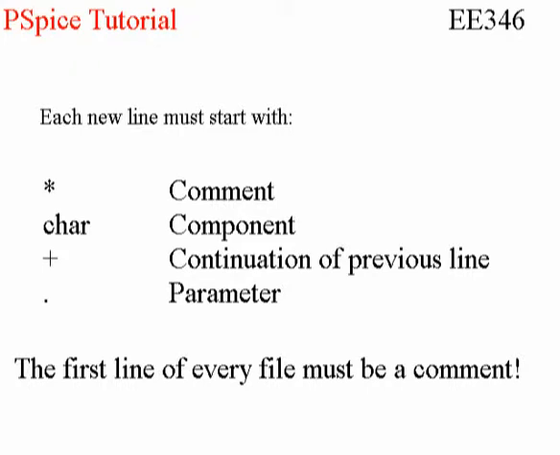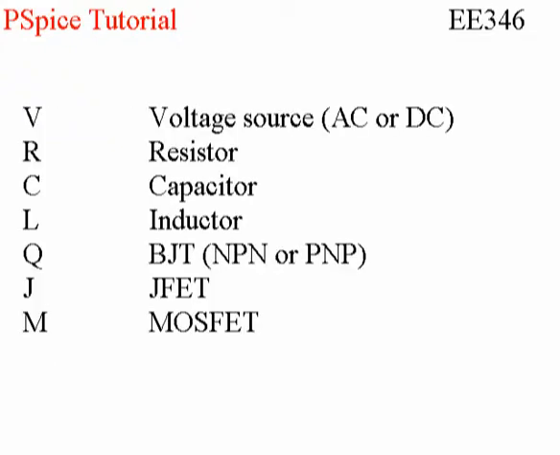The first entry in every line determines what the rest of the line will be about. If it starts with an asterisk, the line will be commented out. Lines that start with a character declare a specific type of component. Also, the first line of every file must be a comment. This list shows how to declare some components useful to this class.